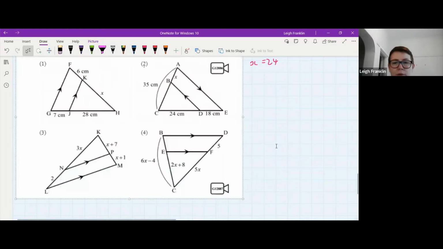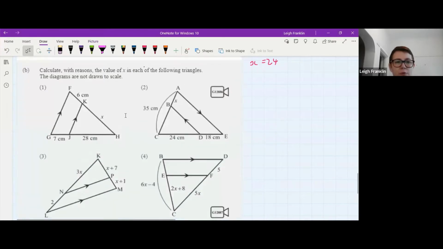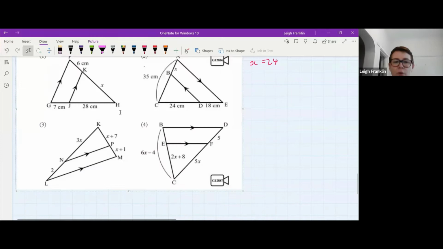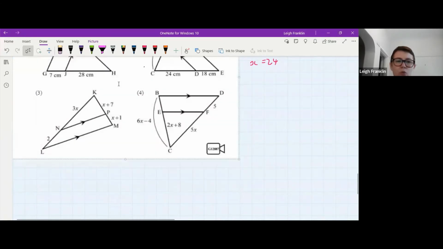There you go, it's there on the screen. Ma'am, are we solving for x? You are solving for x. Sorry, we moved the instruction a bit. So yes, calculate with reasons the value of x in each of the following triangles. So yes, you are solving for x.